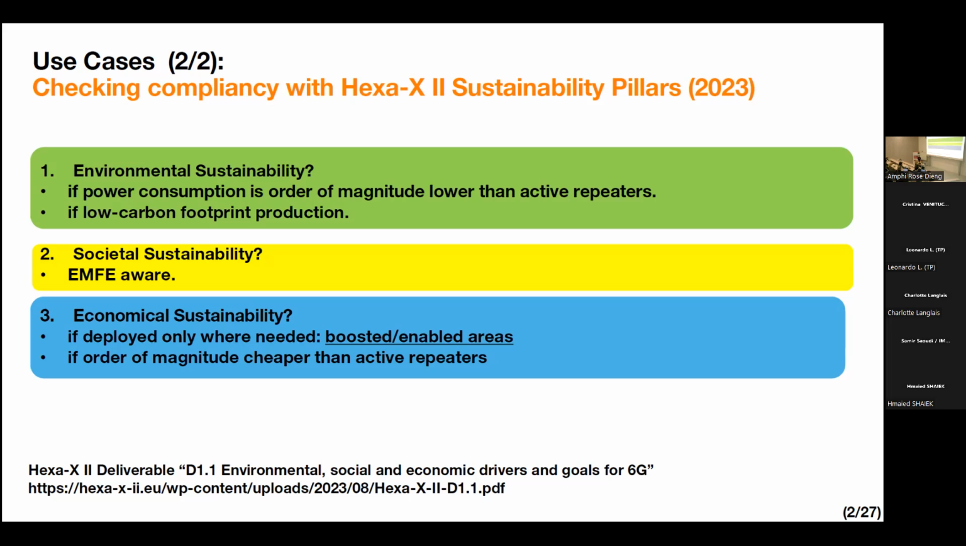I'm reminding you of the problem of the fair share. We are deploying 5G and the OTTs are making money from it. Okay. Second thing, it has to be an order of magnitude cheaper than active repeaters. Okay.